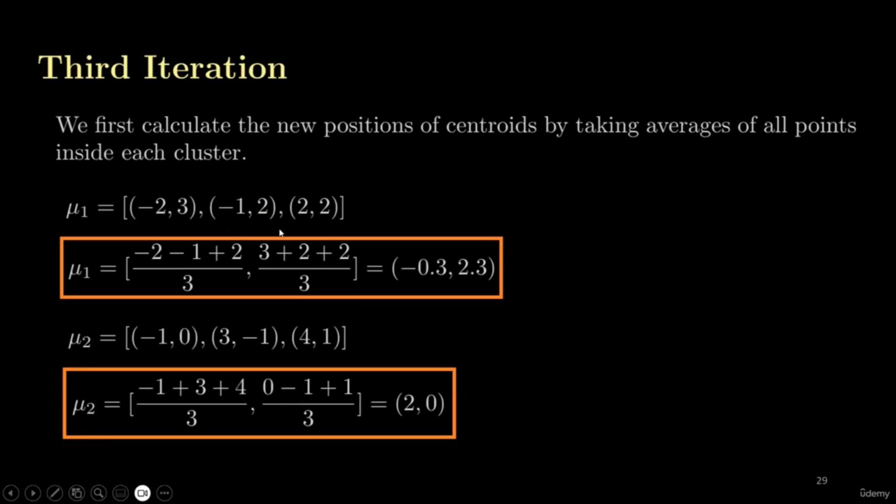So I am not going further. This is the new position of mu1 and this is the new position of mu2 by taking the average of the data points present in the cluster. So I hope you understood this lecture. I request you to complete these calculations. Maybe you need 4 iterations, maybe you need 8 iterations, but it will give you an insight into how the K-means algorithm works.